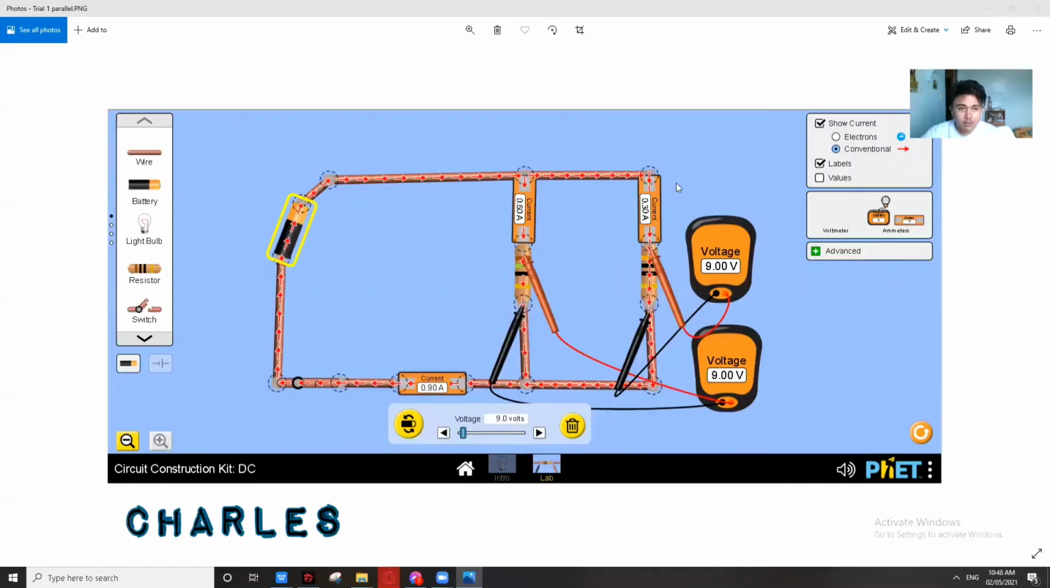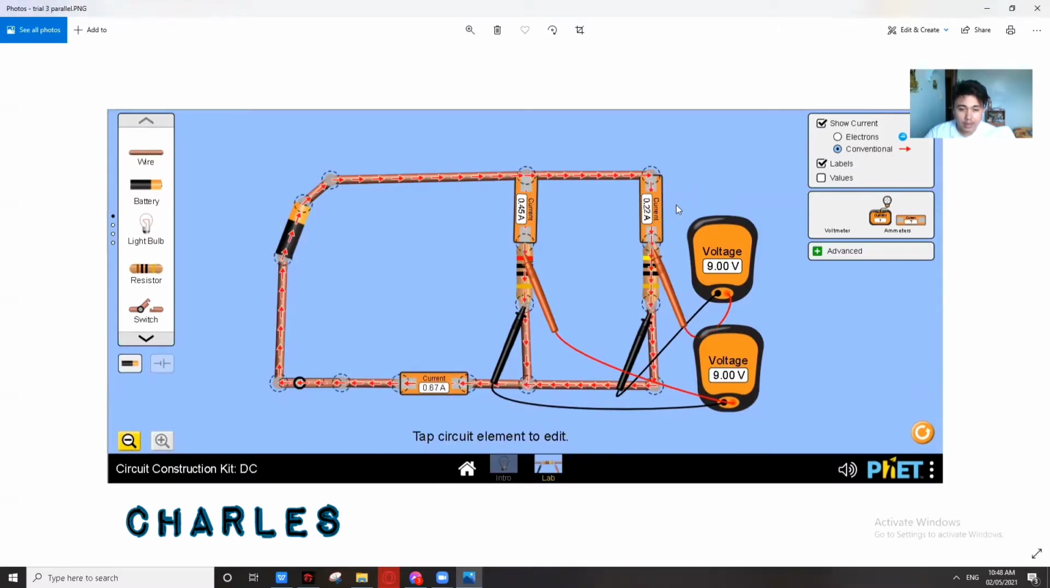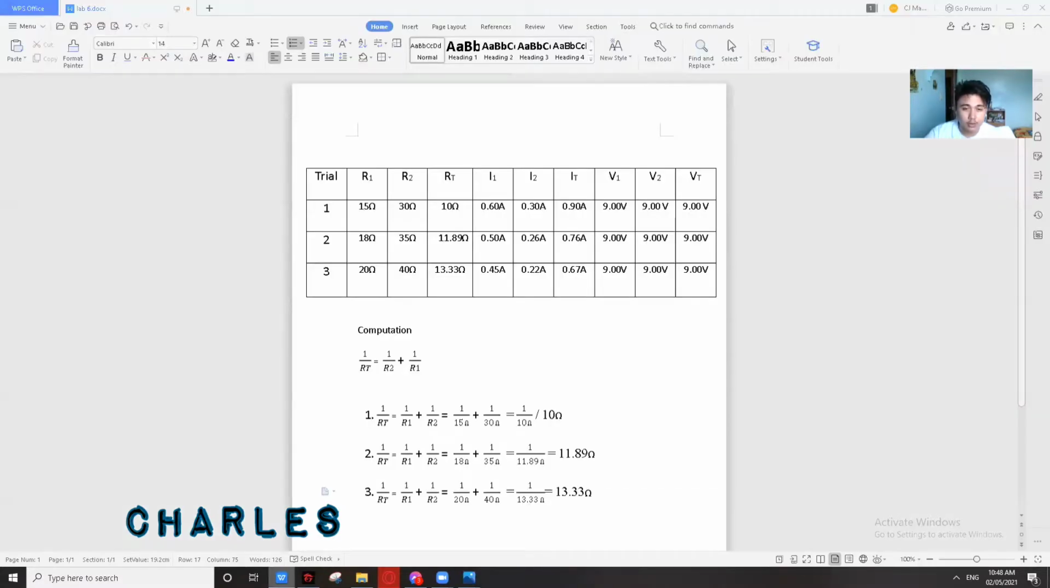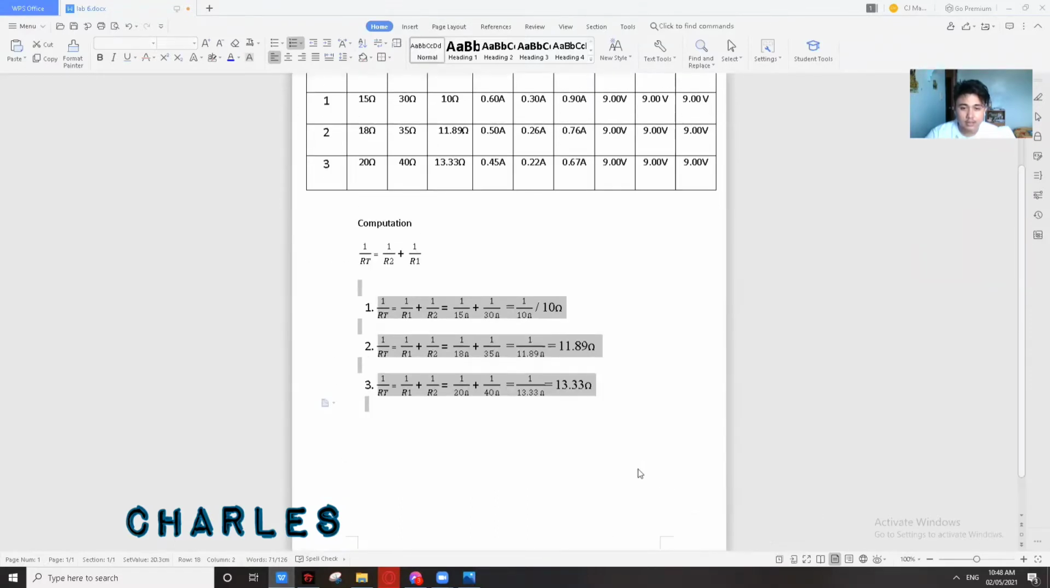So, good day, ma'am. This is our experiment using the PhET simulator. This is our first trial, this is our second trial, and this is our third trial. Then, this is our table with those values, and this is our computation in solving the total resistance.